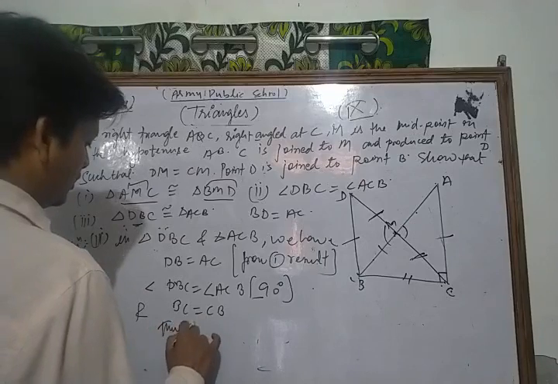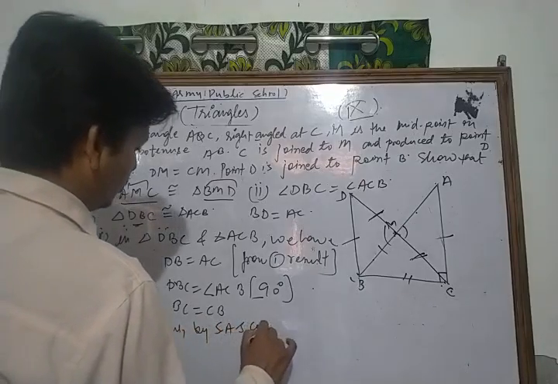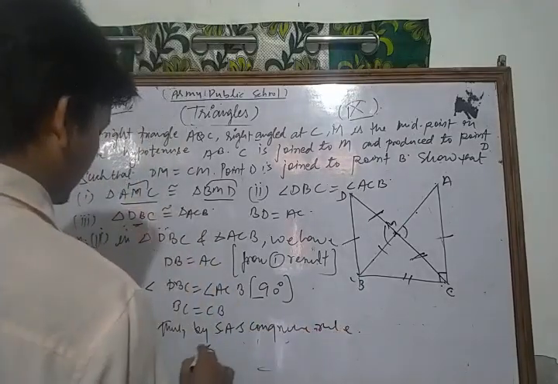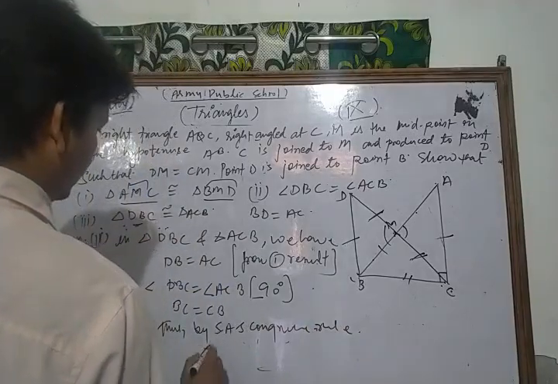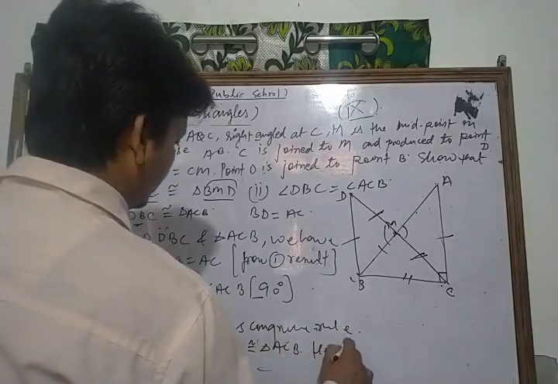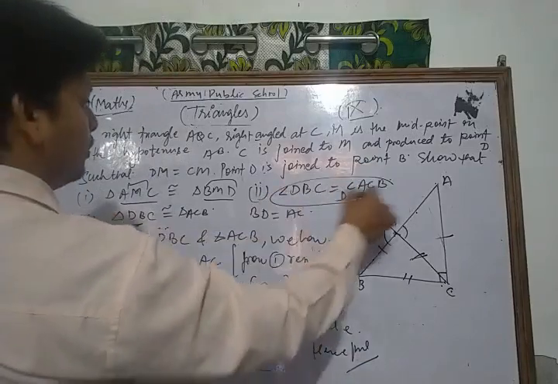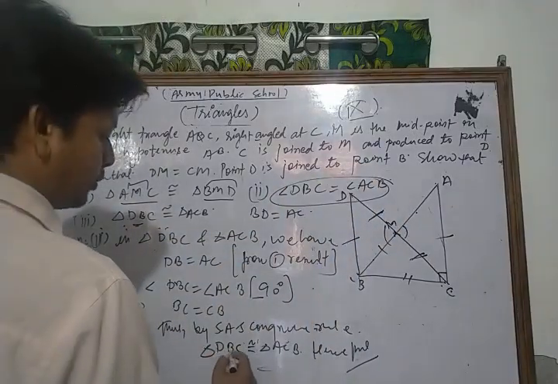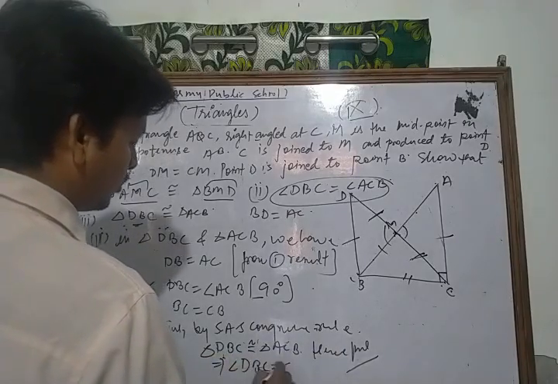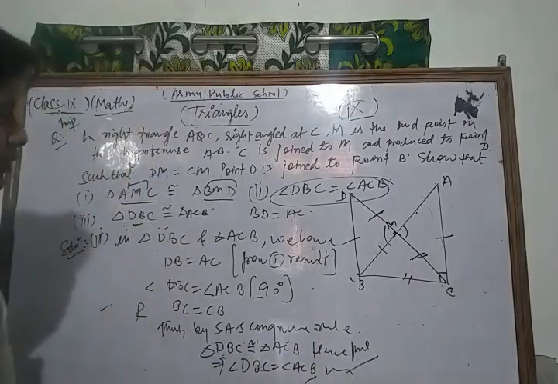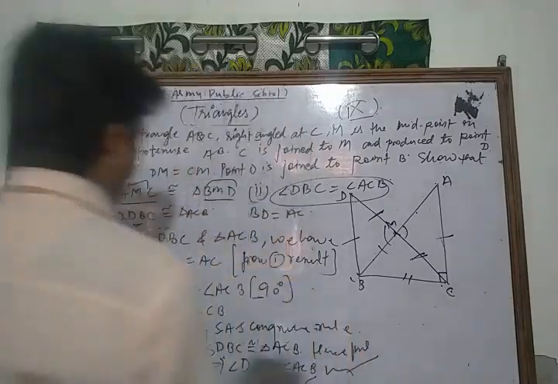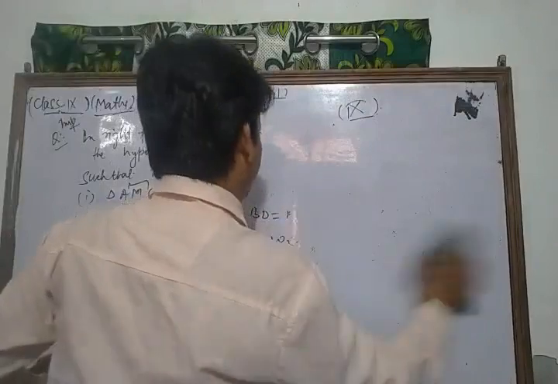Thus, by SAS congruence rule, triangle DBC is congruent to triangle ACB. Hence proved. And by CPCT we can prove that result also: corresponding parts of congruent triangles are equal, so angle DBC is equal to angle ACB. Hence proved. Okay, so this is the process to solve that type of question. Now we take and solve some other important questions of your syllabus.